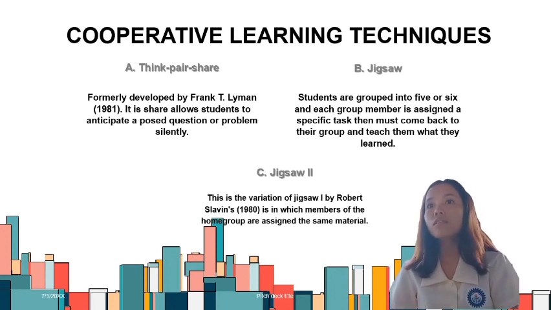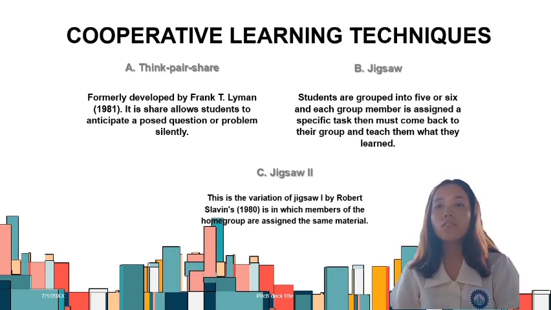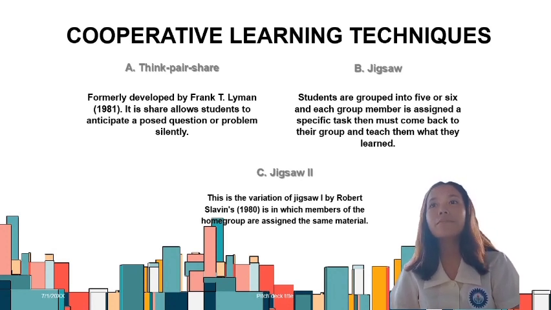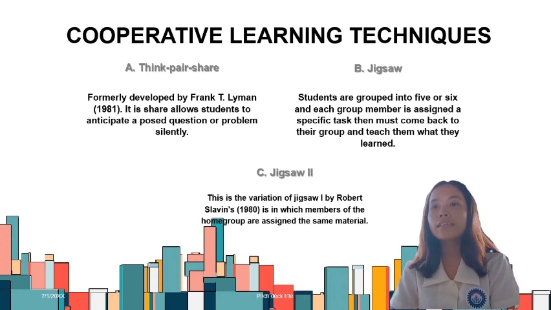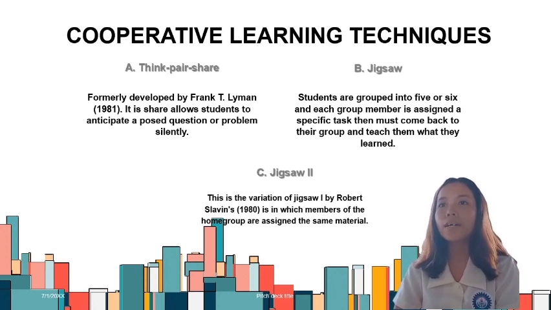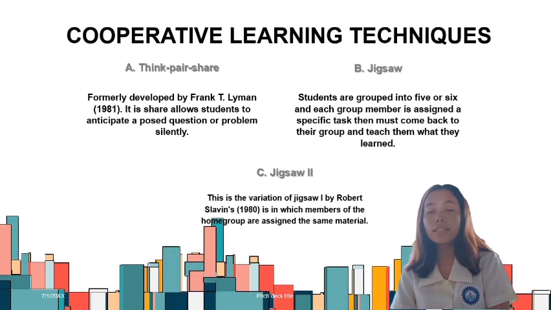So, next is the Jigsaw 2. This is a variation of Jigsaw 1 by Robert Slavin, 1980, in which members of the home group are assigned the same material. So, parang ganun din to sa Jigsaw 1.